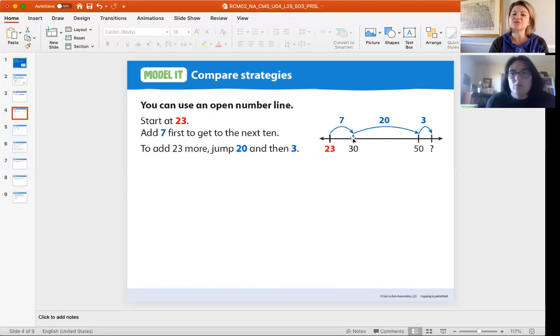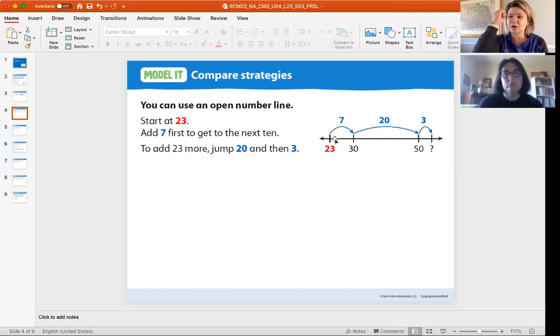Oh, and then it says to add 23 more, then you're gonna jump your 10 first. So you're gonna take your big 10 hop, which was worth 2 10s, and then 3 more to get to 53. And that's the part that you would have to solve. So when you add these hops together, that tells you how much border Sadie had. And over here, when you landed, that tells you how much ribbon they had all together. So that was an option too.